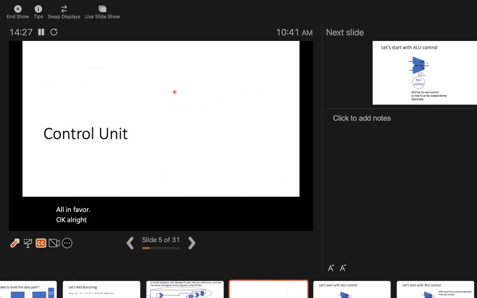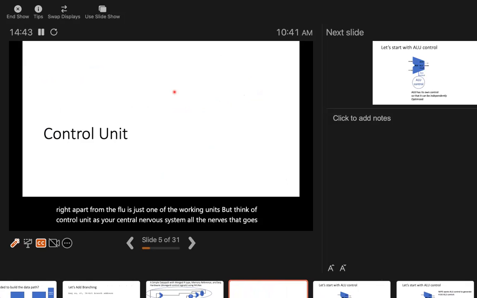Now we are going to design the control unit, which is the heart of our data path, apart from the ALU. The ALU is just one of the working units, but think of the control unit as your central nervous system. All the nerves that go to these different muscles to control them, that's what the control unit is going to do. We have used different multiplexers, and those multiplexers were missing the selection signal. Selection signal is actually a control signal.